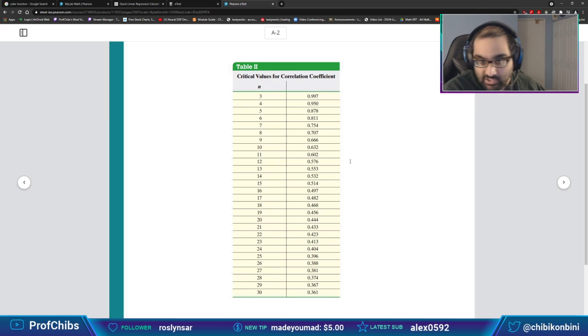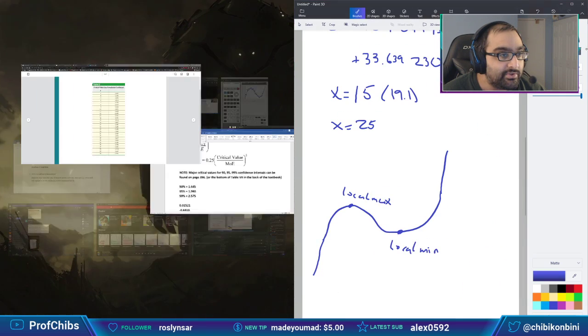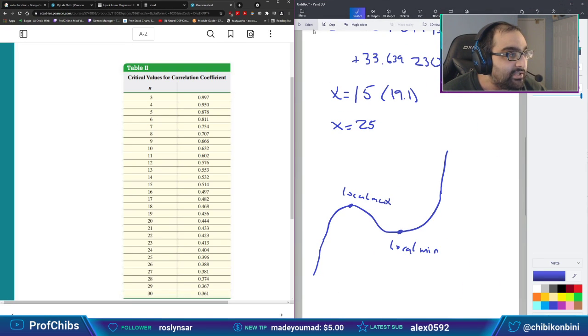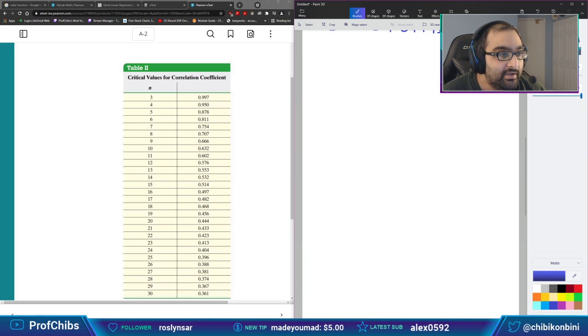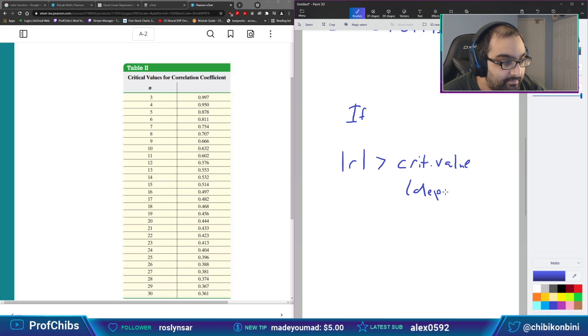The thing that we use this for here, JD, is if we want to compare to see if there's, say, a linear relationship between R and this critical value. The way this goes, as a good refresher, is if the absolute value of the correlation coefficient is bigger than the critical value that we find on this table. And remember, the critical value depends on the sample size, all right?